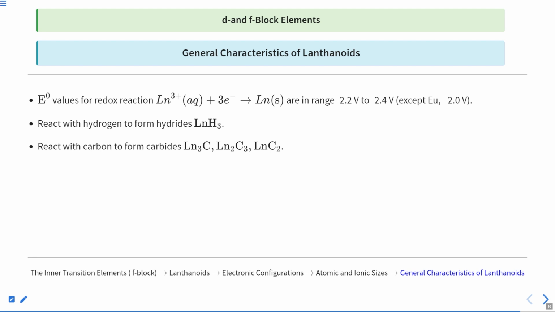Now they react with hydrogen to form LnH3. They are going into the +3 oxidation state. And they react with carbon to form Ln3C, Ln2C3, and LnC2. So these are the three compounds that are possible for lanthanoids with carbon, whereas hydrogen forms only LnH3, where lanthanum is in the +3 oxidation state.